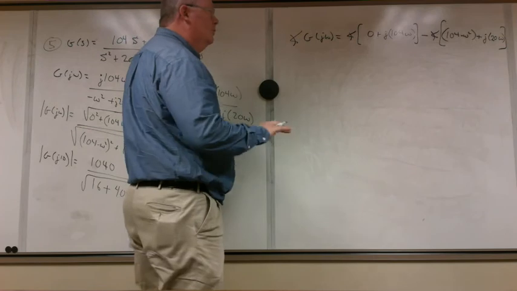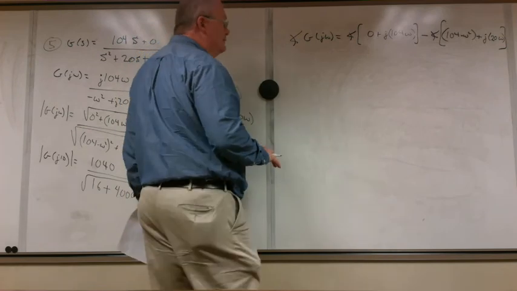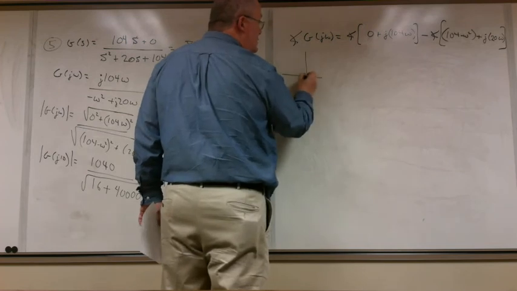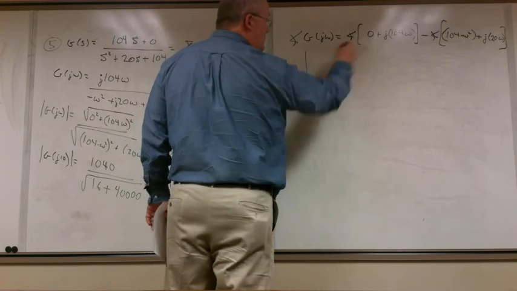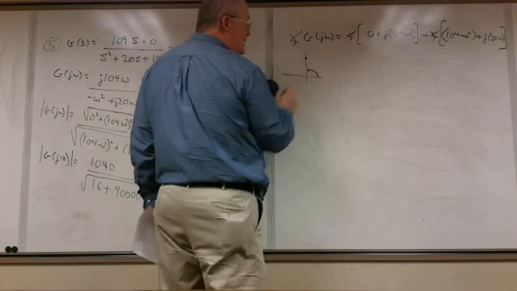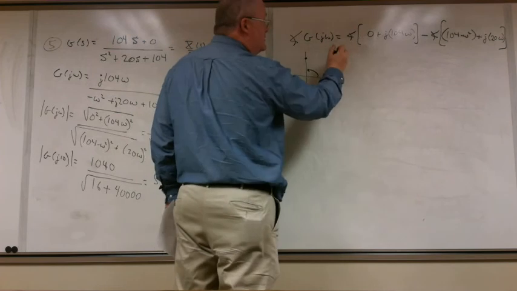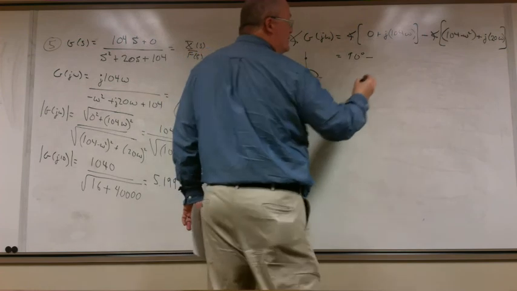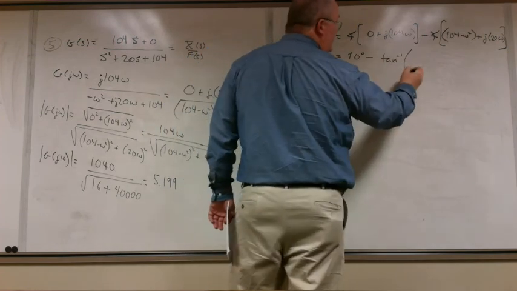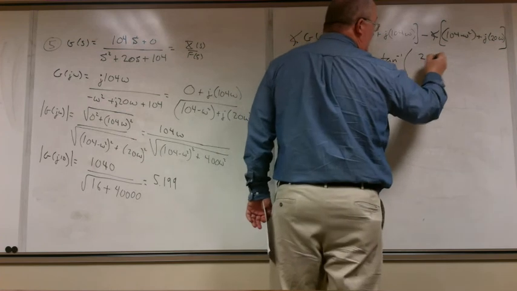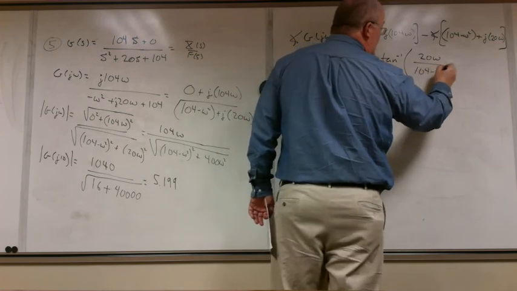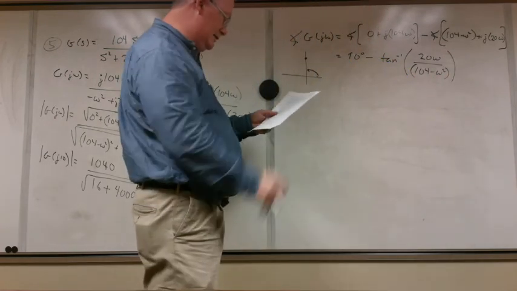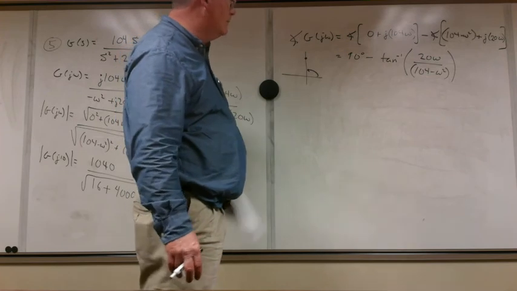Now, what we have here, we need to think about. The real part is 0, the imaginary part is positive 104ω, and that's the angle. It's not the negative of that, it is that angle. So this is actually equal to 90 degrees for the numerator minus the inverse tangent of the imaginary part, which is 20ω, divided by the real part, 104 minus ω squared. So 90 degrees minus inverse tangent of 20ω over 104 minus ω squared.